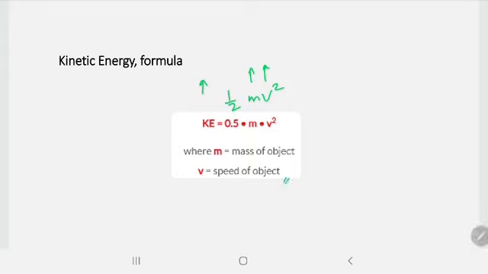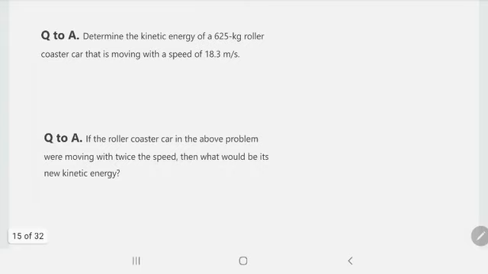Kasi, diba, naka-square siya. So, definitely, if you double the speed of the car, for example, kasi i-square mo pa yung dinoble mo. So, that actually quadruples the kinetic energy of that object or of that car. Okay, let's solve some problems.